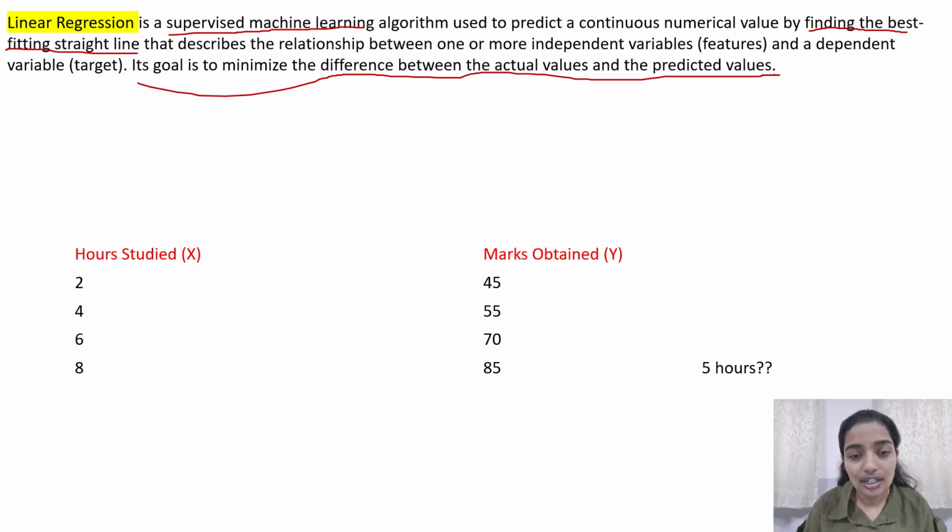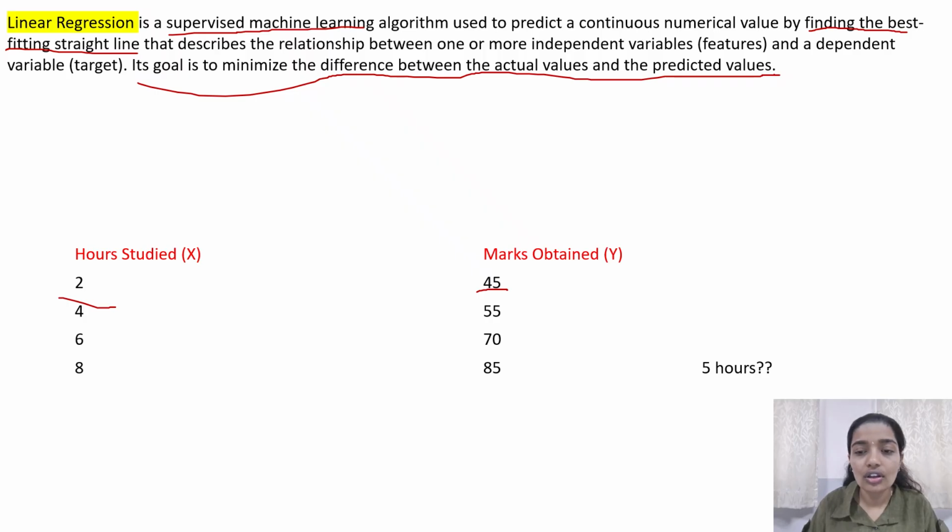So let us take an example and understand the working of linear regression. This is the sample data set given to us: when a student studies for 2 hours, he or she obtains 45 marks. If the student studies for 4 hours, the marks obtained is 55.